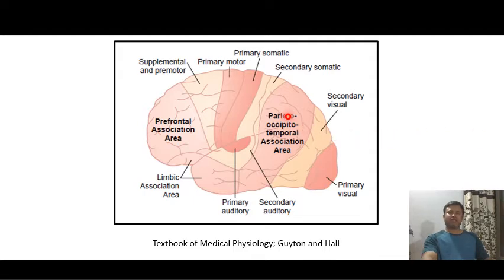Some areas combine to form the association areas. Like this is the prefrontal association area. Here the parietal cortex, occipital cortex, and temporal cortex mix and form the parieto-occipital-temporal association area.